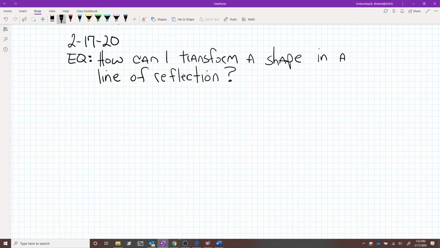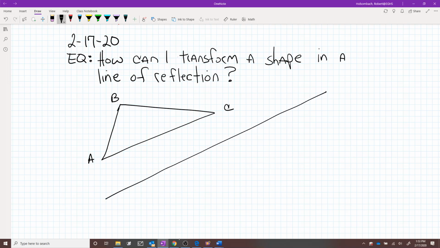How can I transform a shape in a line of reflection? Alright, look, you got a shape, triangle ABC. And let's say you are given a line of reflection. Line L is your line of reflection.